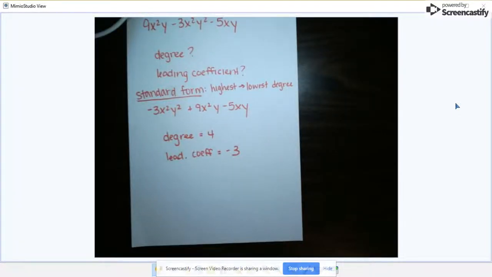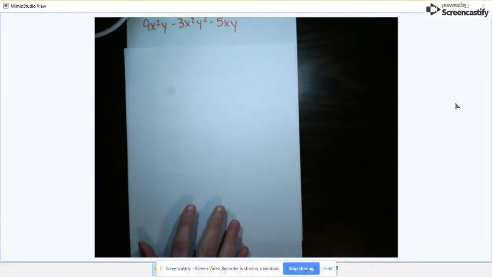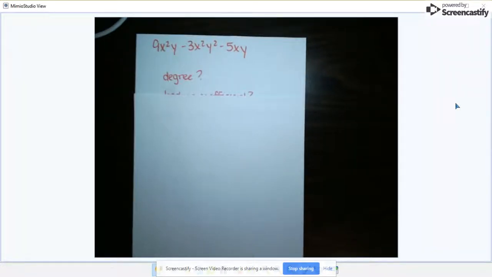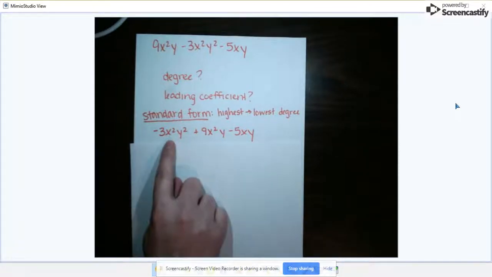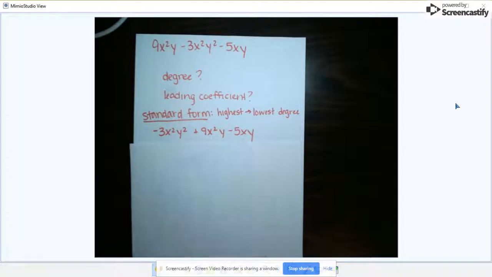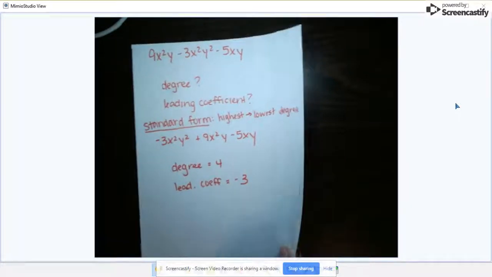Okay, so again, here's one more example. 9x squared y minus 3x squared y squared minus 5xy. Our goal is to figure out what's the degree and the leading coefficient. Well, again, we need to write it in standard form that I mentioned a minute ago. So we need to put our highest degree first and then down to the lowest degree. So I rewrote it, negative 3x squared y squared plus 9x squared y minus 5xy, because we have degree 4, degree 3, degree 2. So we know our degree is that highest degree of 4, and our leading coefficient is the coefficient in front of that term, which is negative 3. Okay, and that looks like it's it.